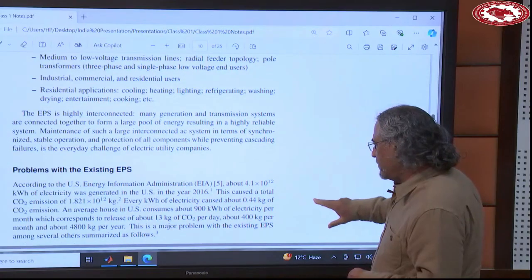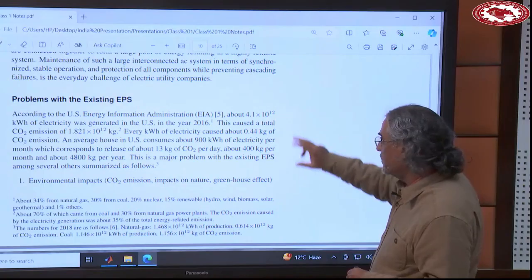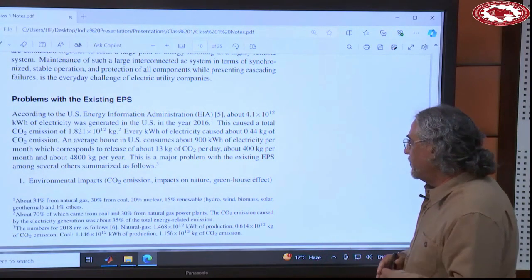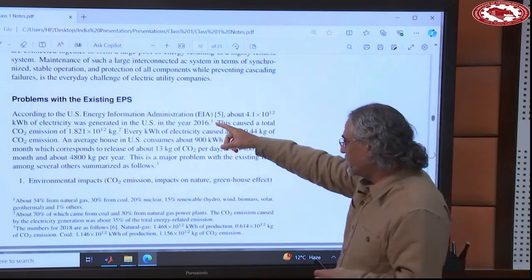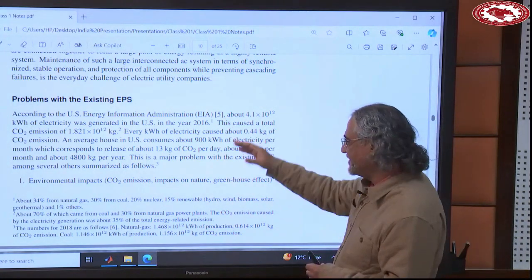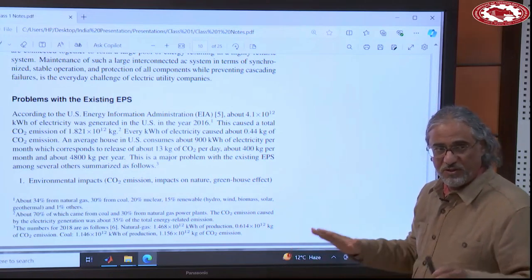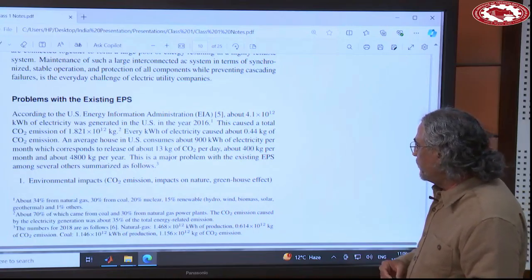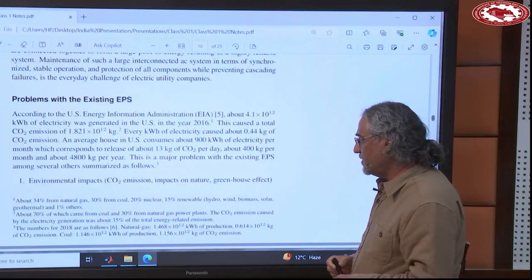Now, this is another challenge that we have, that connects us even more to what we want to say. If you look at the information from the US Energy Information Administration, for instance, for 2016, that's the time I was writing this document, but later I updated it a little. The data is being updated all the time, maybe even for 2024. It says in 2016, 4.1 times 10 to the power of 12 kilowatt hours of electricity was generated in the US.